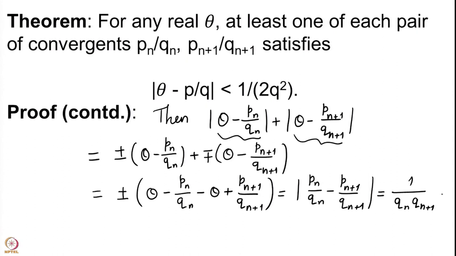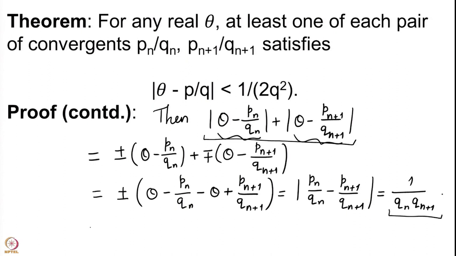This is something that we have already noted, because the numerator here will be Pn Qn plus 1 minus Qn Pn plus 1, that is plus or minus 1. So under the mod it is going to be 1, and the denominator continues to be Qn into Qn plus 1. So we have that this sum, which is the sum of the two moduli, is equal to this particular positive number. This is the thing that we have proved.